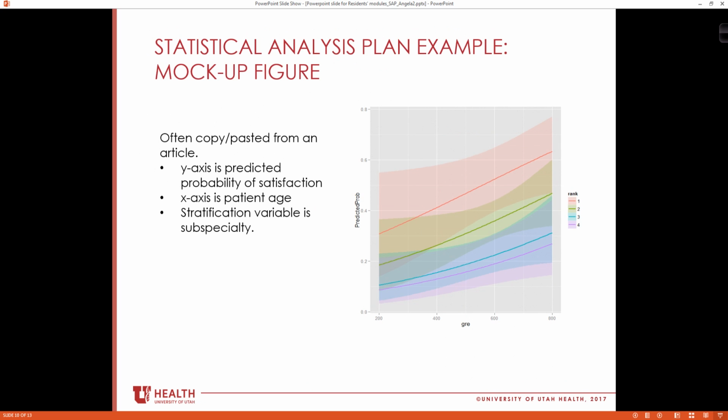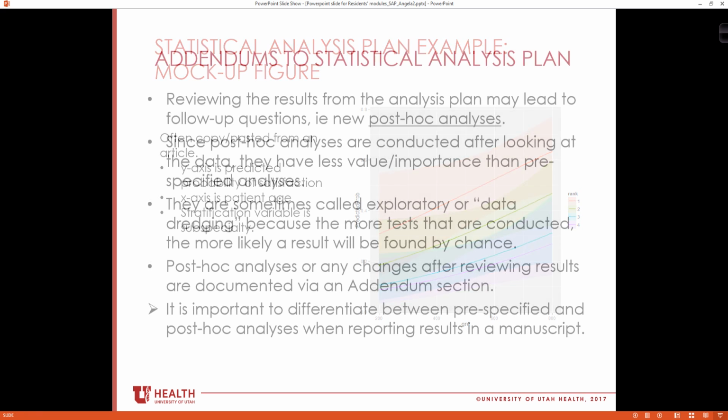You might find mock-up figures through your literature review. That might give you ideas of ways you could present the data, and you might just copy and paste in a figure from one of the articles that you have covered, and that's what we did here. And we have notes to say that the y-axis should be the predicted probability of satisfaction, and then the x-axis should be patient age, and the stratification variable should be subspecialty.